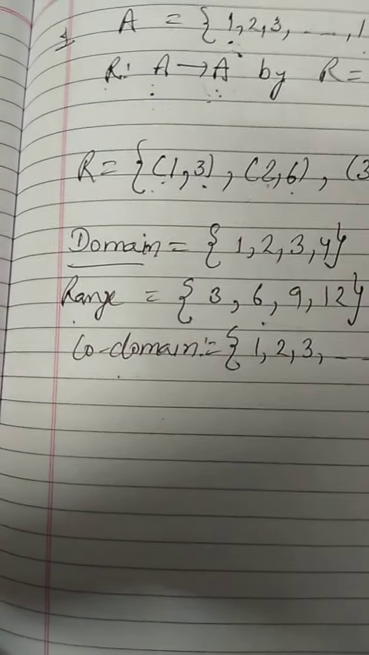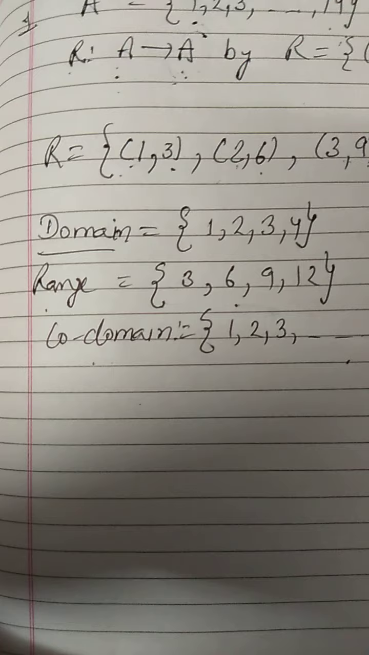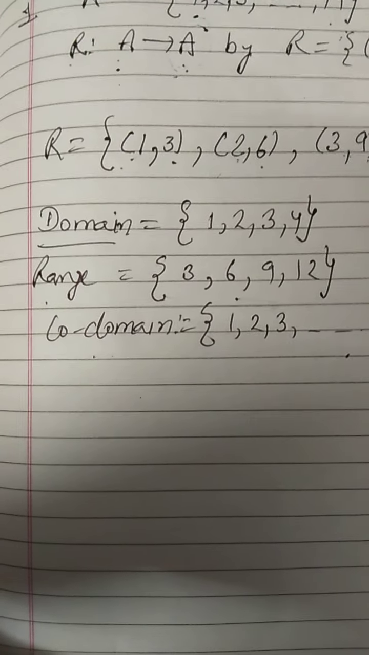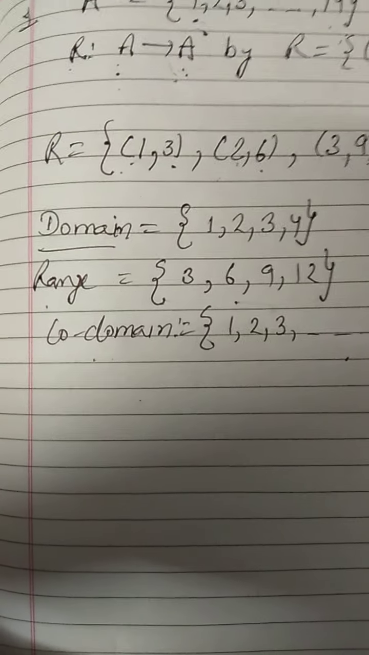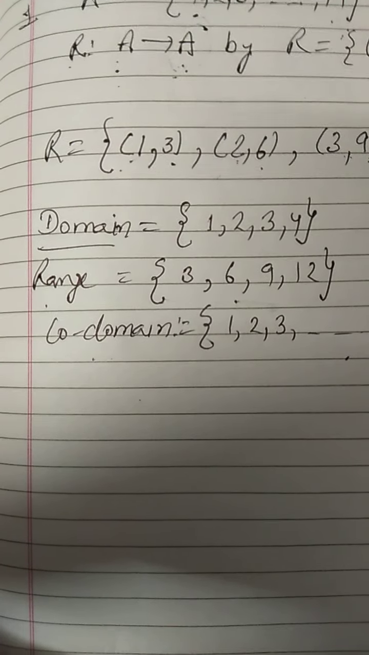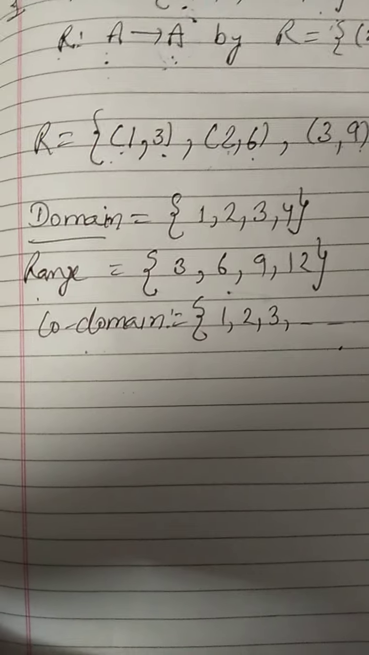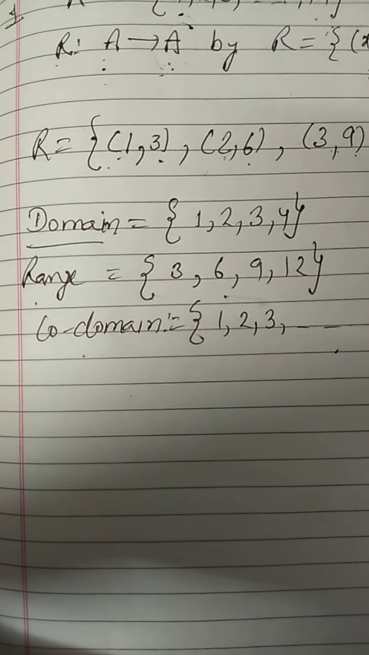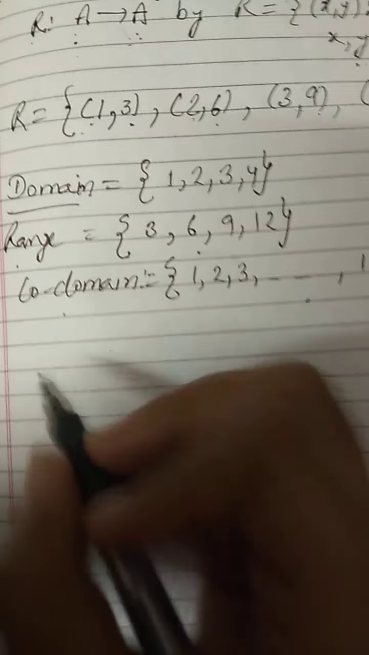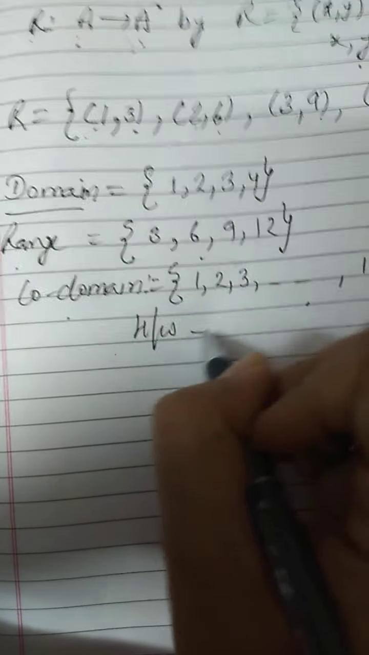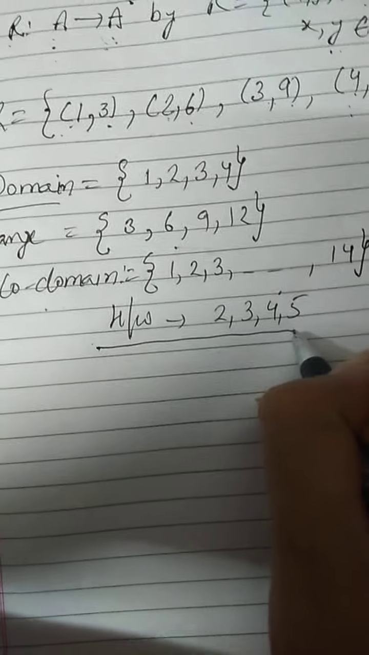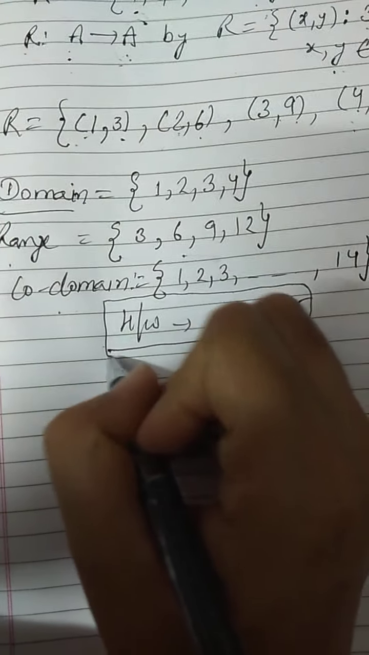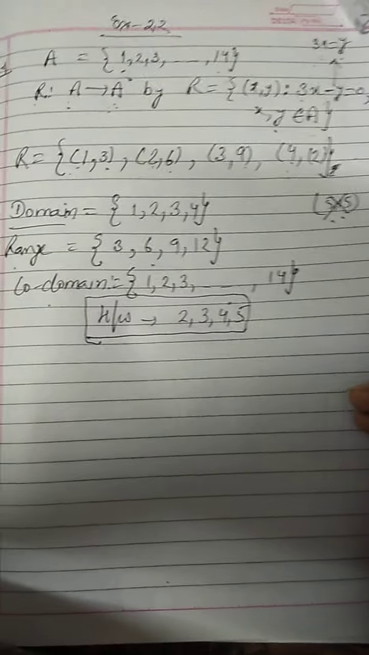So this is your first sum. Likewise, I want you people to try sum number 2. It is the same thing. And then sum number 3, sum number 4, sum number 5 also you people can do. So what is the homework of this exercise? Sums number 2, 3, 4 and 5. These 4 sums you people have to do of exercise 2.2.